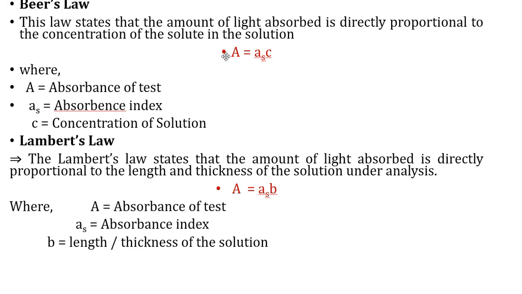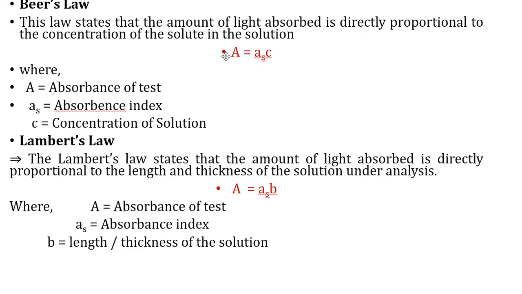So A stands for the absorbance of the test, epsilon stands for the absorbance index. The absorbance index is nothing but the capacity of a solute to absorb light of that wavelength. And the C stands for the concentration of solution. So let's go to the Lambert's law. The Lambert's law states that the amount of light absorbed is directly proportional to the length and thickness of the solution under analysis. Now here, length and thickness, we speak in terms of the cuvette.